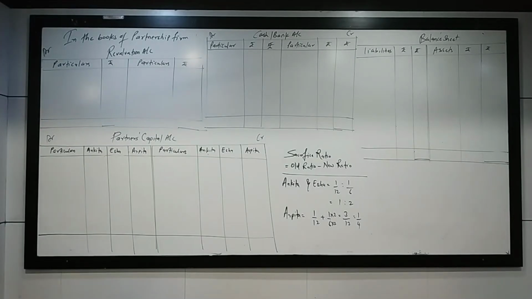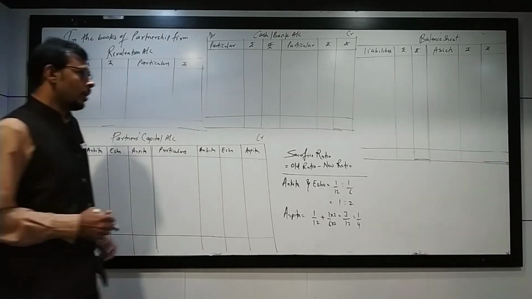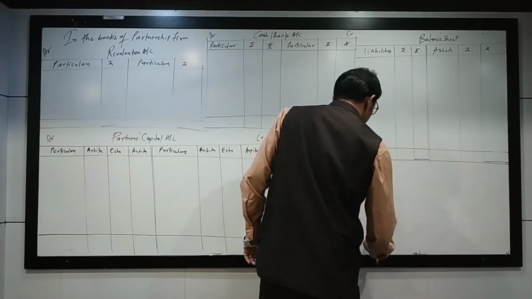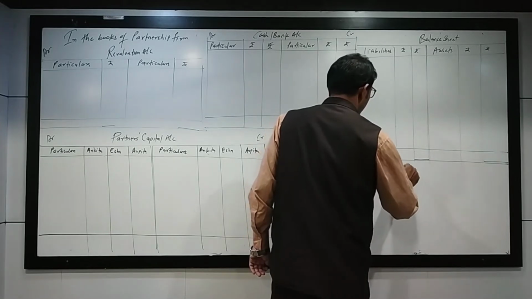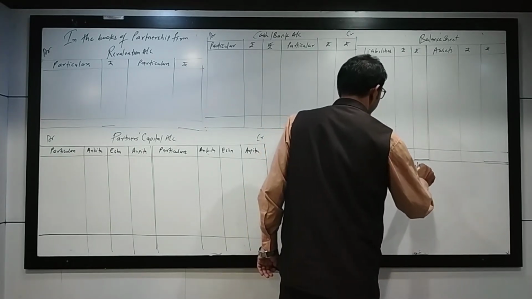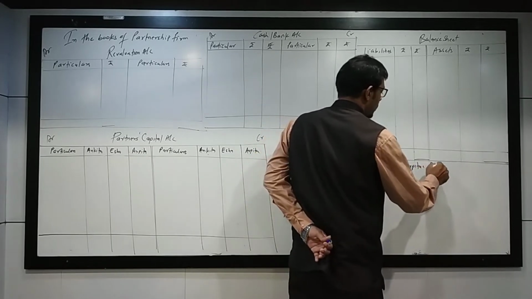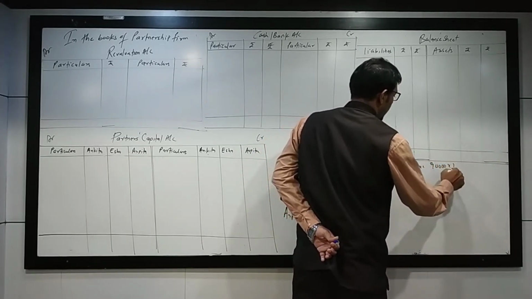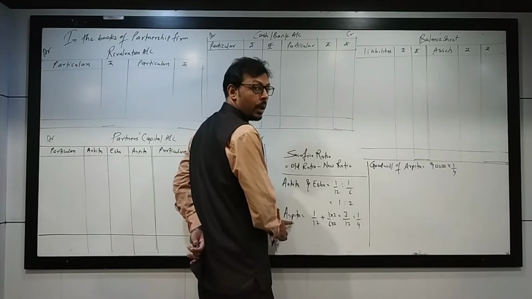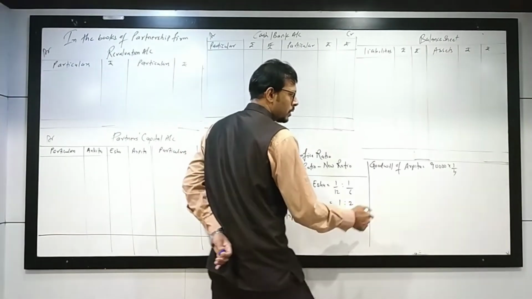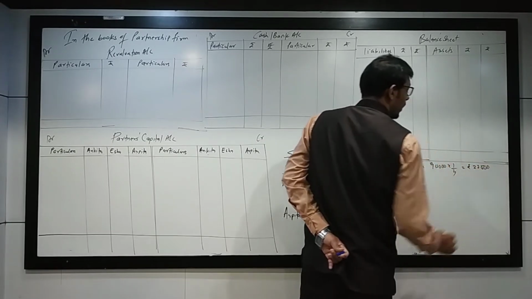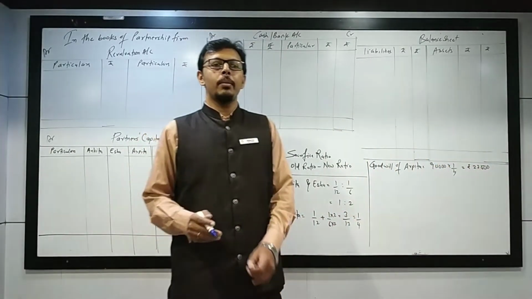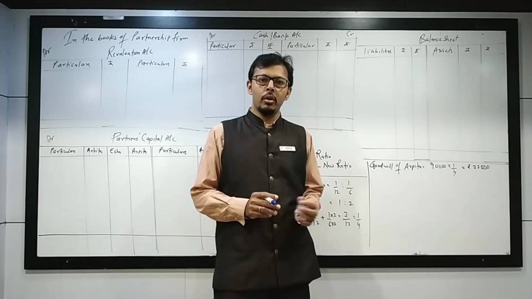Arpita is to bring her share of goodwill in cash. Goodwill of the firm is valued at ₹90,000. The firm's goodwill is given as ₹90,000. Arpita's goodwill is ₹90,000 × 1/4, since Arpita is being admitted in the partnership firm for 1/4. So it will be ₹22,500. Hope you still remember all the answers which are given for goodwill.